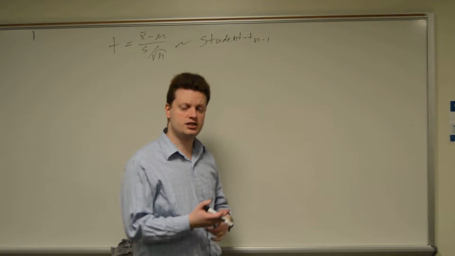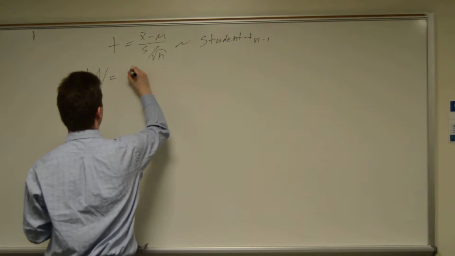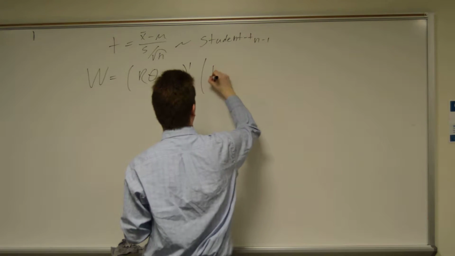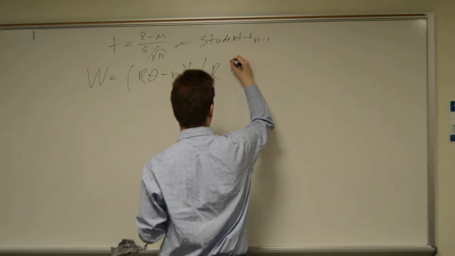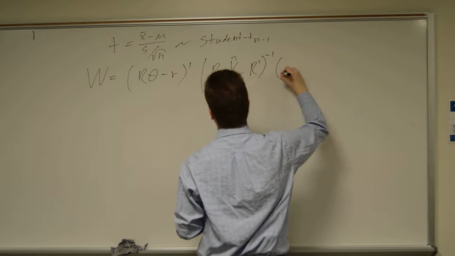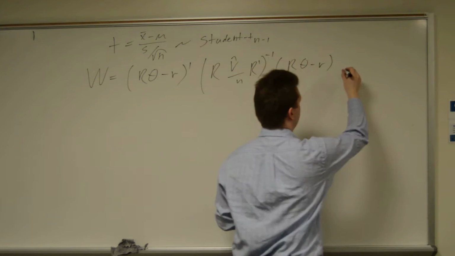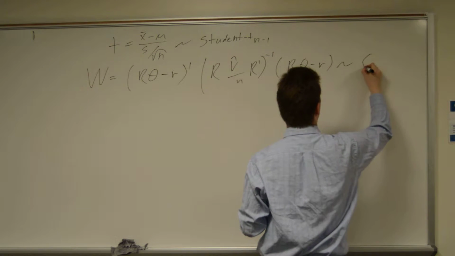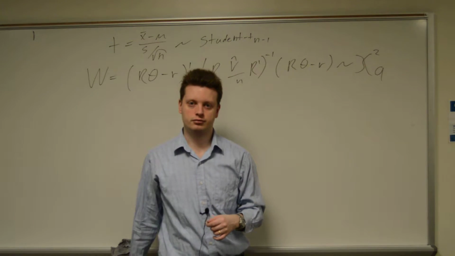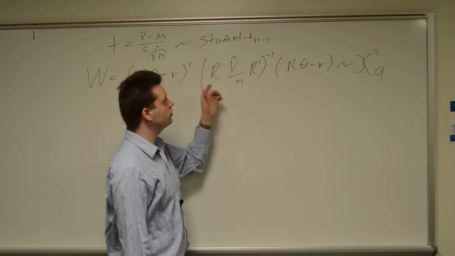Now the Wald statistic looks a little bit different. The Wald statistic looks as follows. R times theta minus r, transposed, times R v hat over n R prime to the minus 1, and R theta minus r. And this one is approximately chi squared distributed with q degrees of freedom. This looks much more complicated, but it's actually still relatively similar.